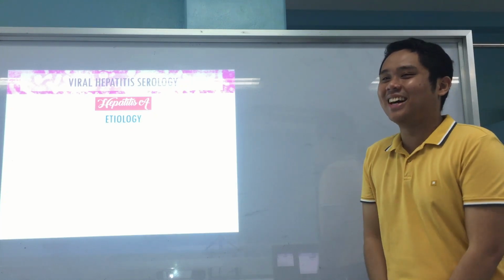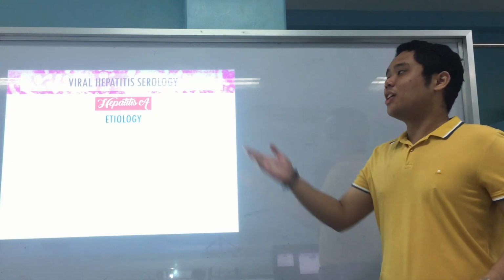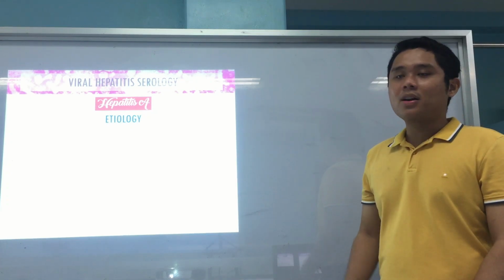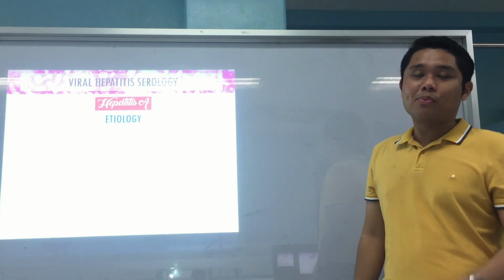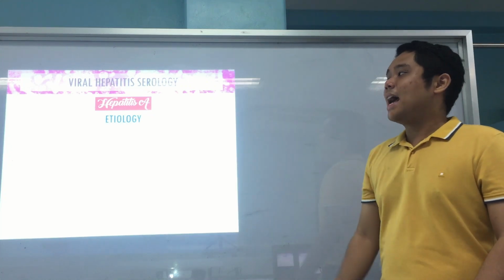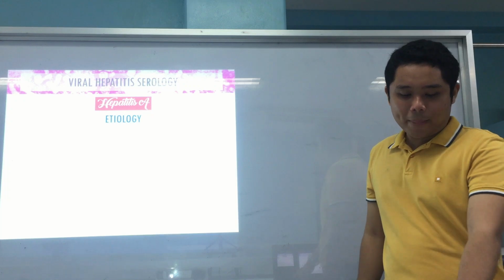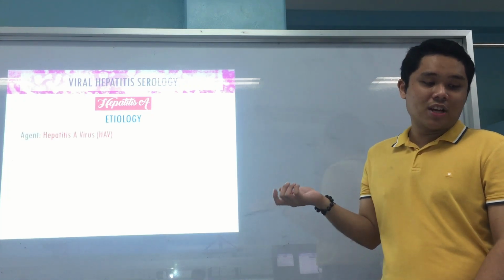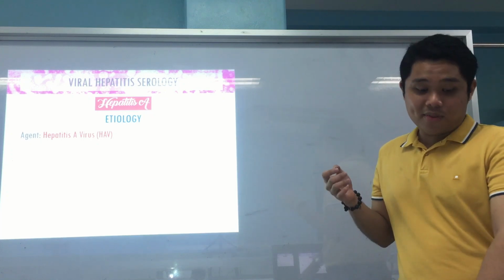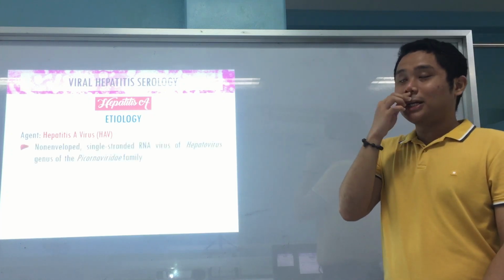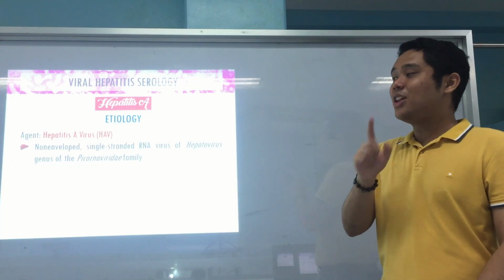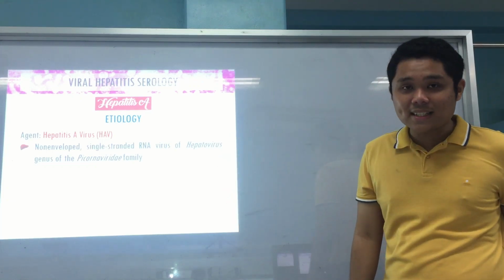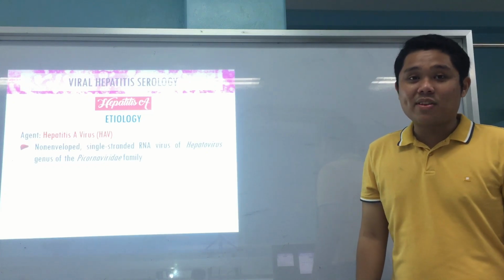Welcome back again to the continuation of our pre-recorded lecture on viral hepatitis serology. And for this video, what we're going to start now is your first primary hepatitis virus, and that is Hepatitis A. For Hepatitis A infection, the etiology, the causative agent, is your Hepatitis A virus. And this Hepatitis A virus is a non-enveloped, single-stranded RNA virus of the hepatovirus genus of the picoRNAviridae family.